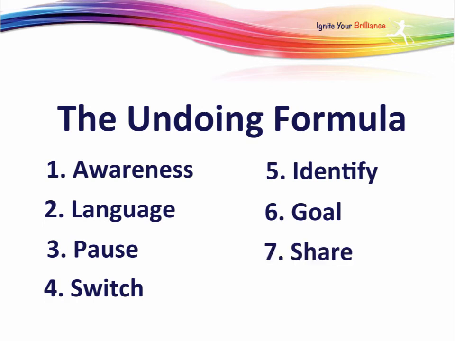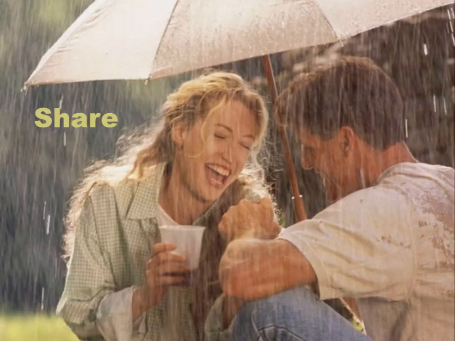The seventh element is share. Share your successes, your challenges, your joys. Share what you're grateful for. The biggest indicator of a happy, healthy, balanced life is definitely the quality of your relationships. So do take some time to cultivate those relationships by sharing of yourself, by sharing your joys, by sharing your successes as well as your challenges.